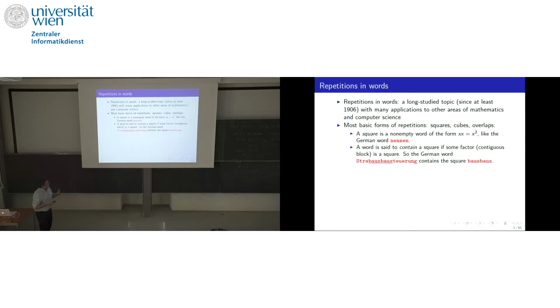So here's a German word which is probably unfamiliar to most of you, but it is a legitimate German word. It's appeared in some German patents. And it is Strebausbausteuerung, sorry for my pronunciation.